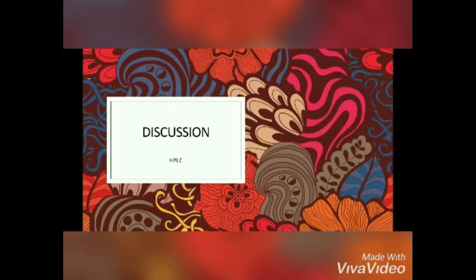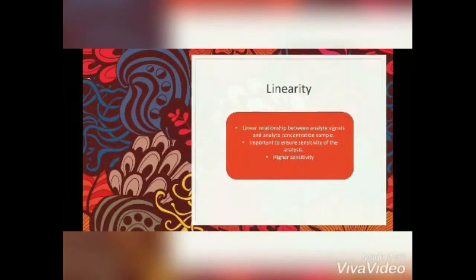I will explain about the discussion for article 1 and 3 for linearity. Linearity is a linear relationship between analog signal and analog concentration sample. It's important to ensure sensitivity of the analysis. Based on the data for article 1 and article 3, they have the same linearity, which is 0.9999, and have a higher sensitivity.